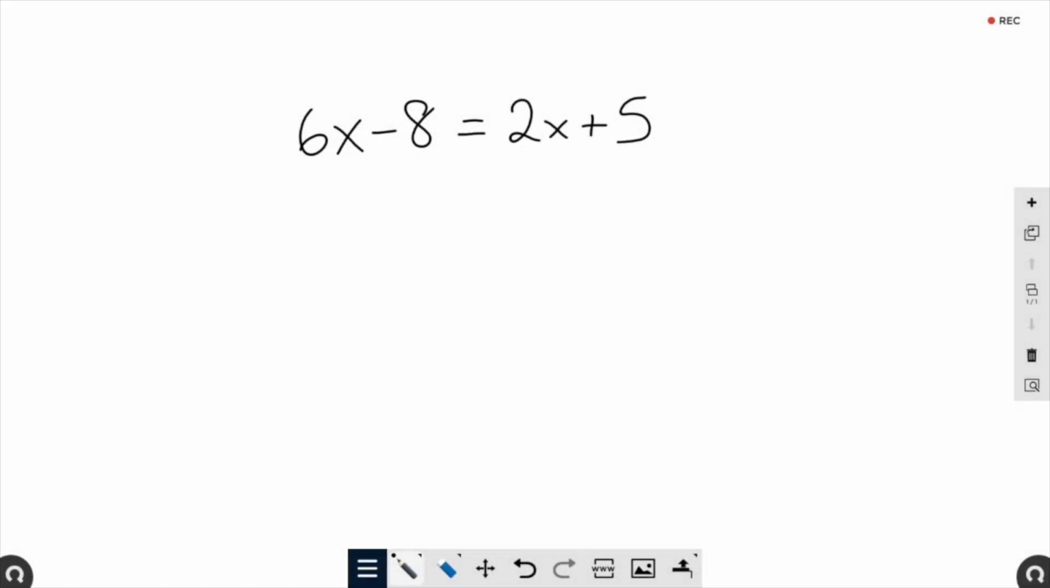We have the equation 6x minus 8 equals 2x plus 5. In order to solve this equation, we need to isolate the variable. We do that by doing the inverse operation.